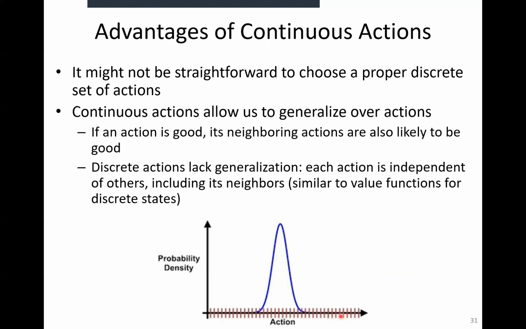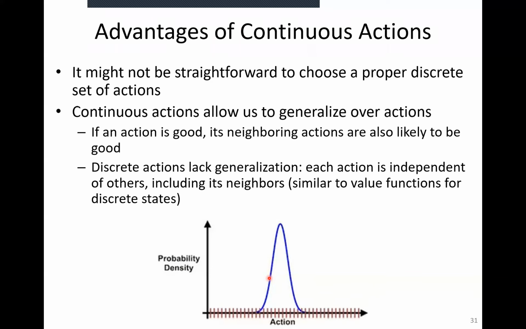So here is shown a probability density over the continuous action range. It could be a steering angle, or acceleration in the forward direction. If an action is good, its neighboring actions are also likely to be good. So discrete actions lack generalization. Each action is independent of others, including its neighbors, similar to value functions for discrete states.